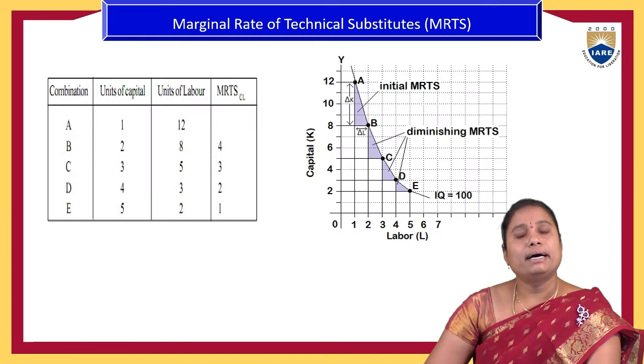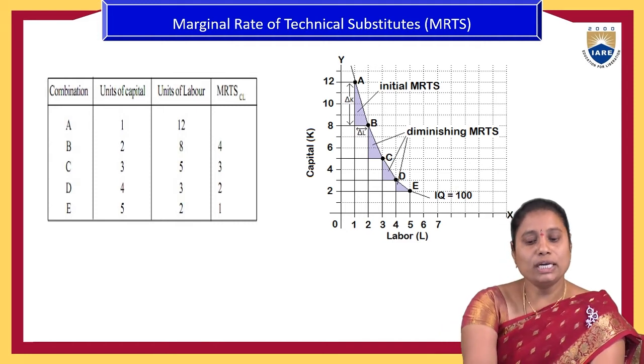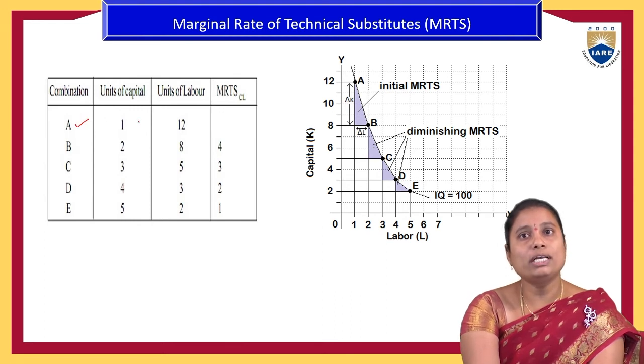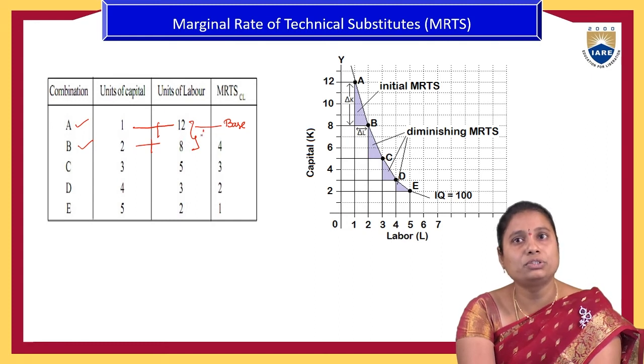So here is the tabular explanation of the marginal rate of technical substitution with different combinations. Let us say at combination A, 1 unit of capital and 12 units of labor. It is the base, the basis of this, so no change here. In the second combination, 2 units of capital plus 8 units of labor leads to an MRTS of 4, that is, 4 units of labor reduced divided by 1 unit of capital increased. So MRTS is 4.